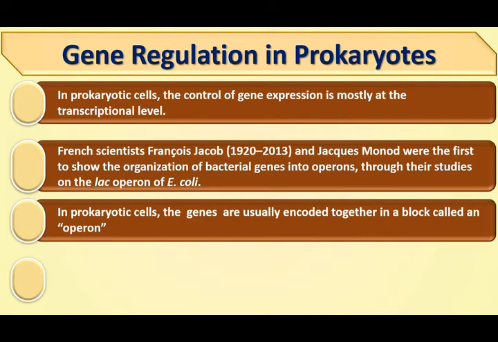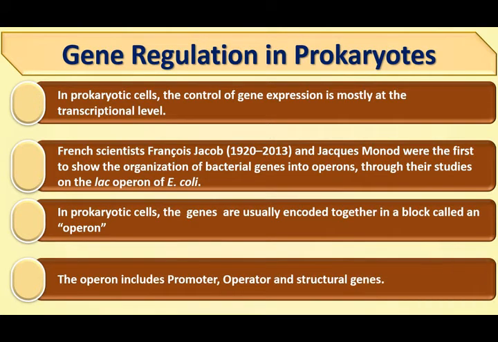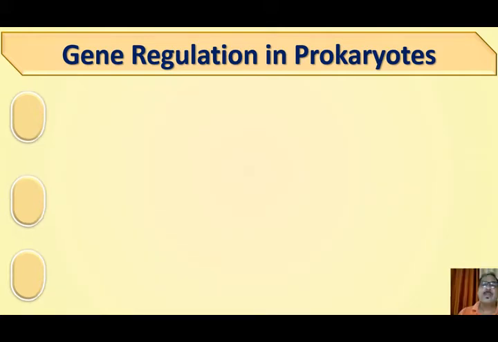In prokaryotes, structural proteins with related functions are usually encoded together within the genome in a block called an operon and are transcribed together under the control of a single promoter. The operon includes promoter, operator, structural, and regulator genes.